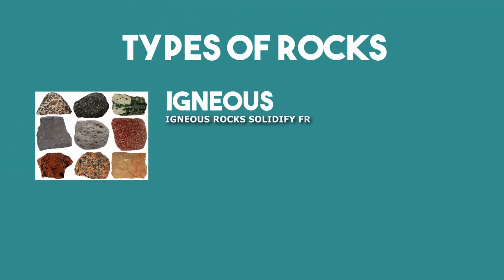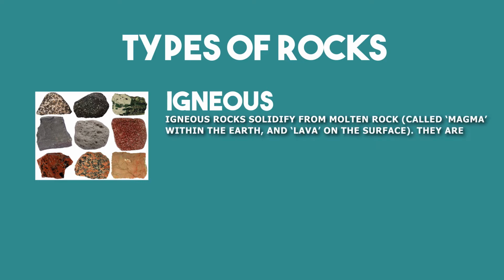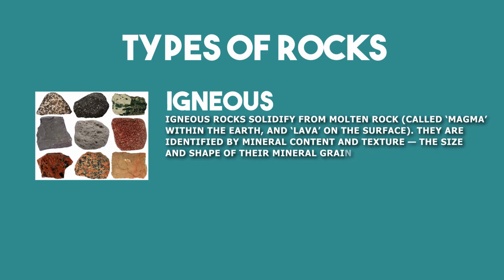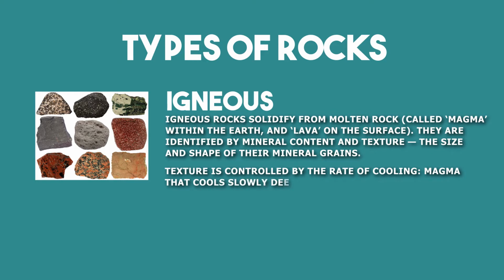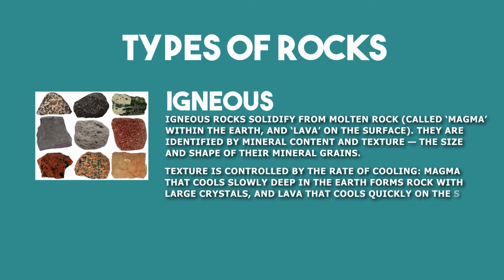So let's get into igneous rocks. So igneous rocks solidify from molten rock, as mentioned, called magma, okay? Or within the earth, and lava on the surface. So they are identified by mineral content and texture, the size and shape of their mineral grains. Now, texture for the igneous rock is controlled by the rate of cooling. So magma that cools slowly deep in the earth forms rock with large crystals, and lava that cools quickly on the surface forms fine-grained rocks.